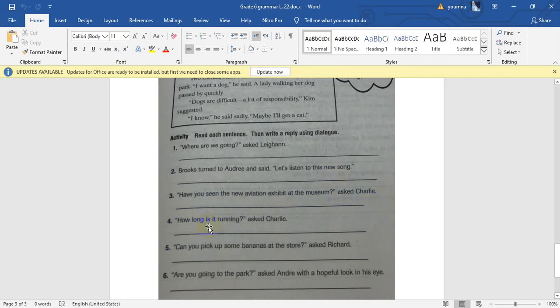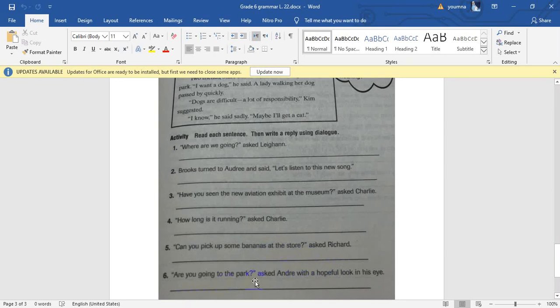Number 4, how long is it running? Asked Charlie. You can say, I answered, comma, open a quotation, I have no idea, and then close the quotation. Number 5, can you pick up some bananas at the store? Asked Richard. I replied, and comma, open a quotation, yes, comma, sure, okay, and close the quotation. As you like also. You can say yes, you can say no.